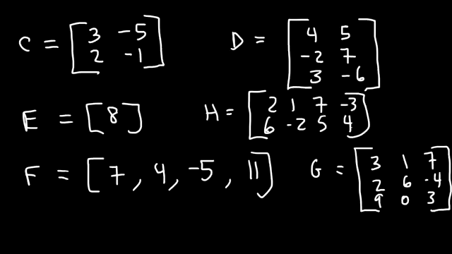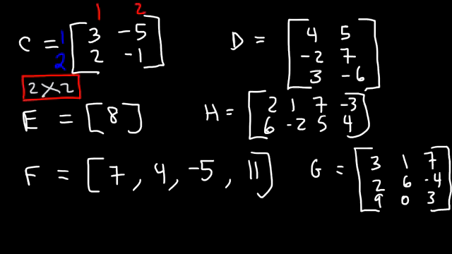And also determine which of these matrices represents a square matrix. So let's start with matrix C. It has 2 rows and it has 2 columns. So therefore, it's a 2 by 2 matrix. Now, this is a square matrix because the number of rows and columns are the same. In a square, all sides are the same.